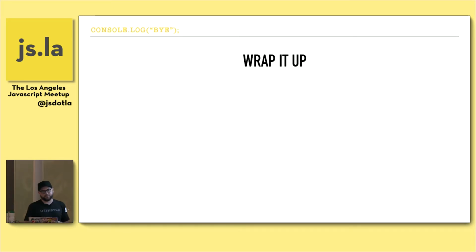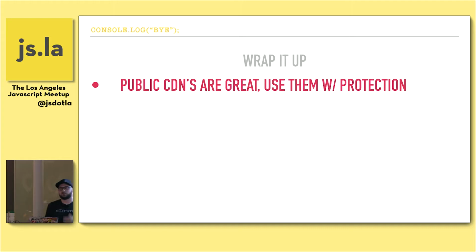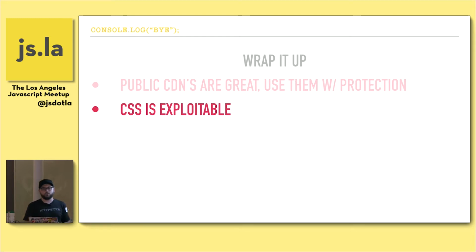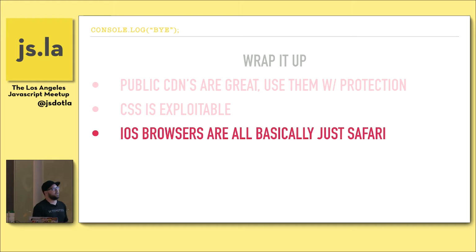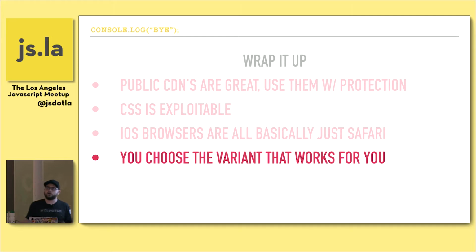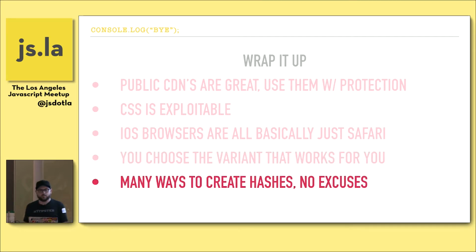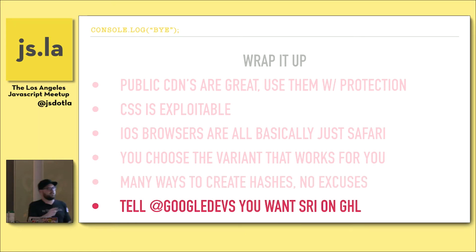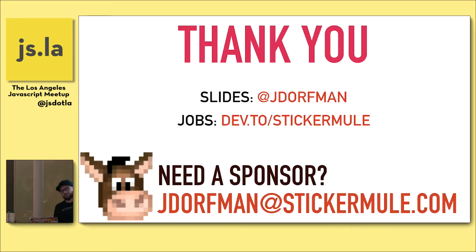So let's wrap it up, shall we? Public CDNs are great, but you must use them with protection. CSS is exploitable. While it's rare, it can happen. iOS browsers are basically just Safari. You choose the variant that works for you. If you're a 256 person, then you choose 256. Just think of grains of sand when you do it. There's many ways to create hashes, so there's absolutely no excuses. Last but not least, tell Google Devs you want SRI on Google hosted libraries. Thank you so much. That's all the time I have left.